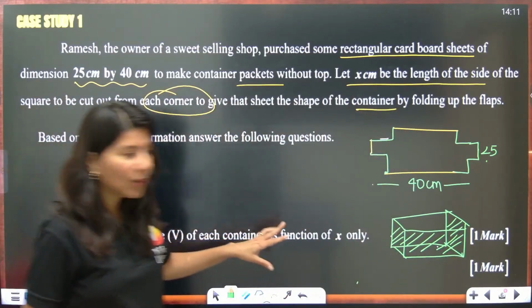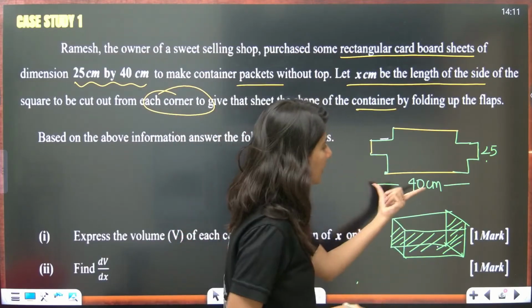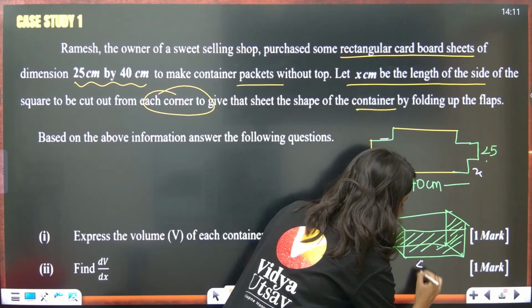So now did you understand? Okay. So now understand what is happening. So 40. This is your x, this is your x. So this length is 40 minus 2x.